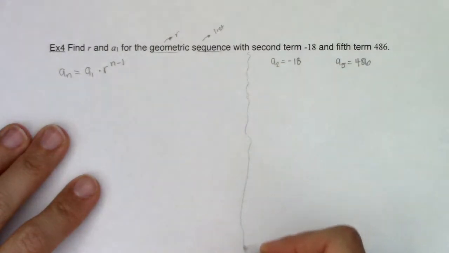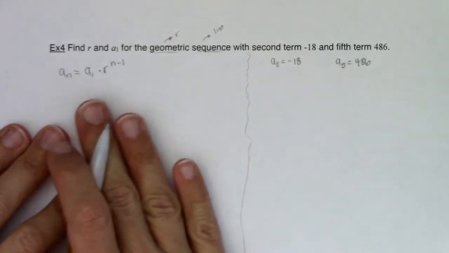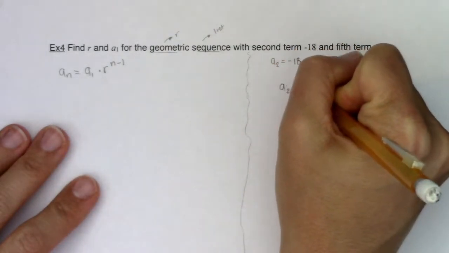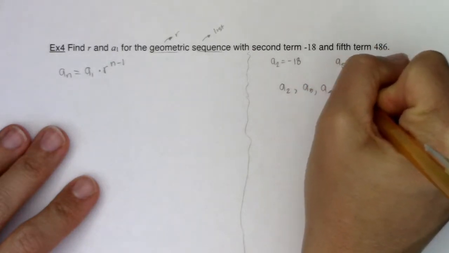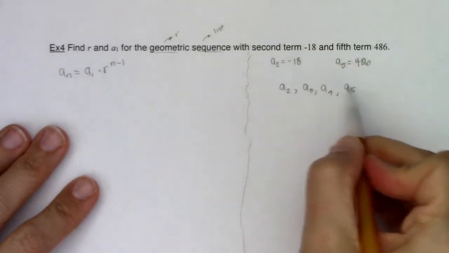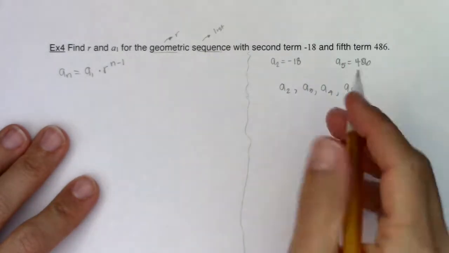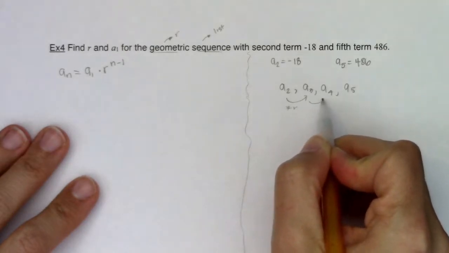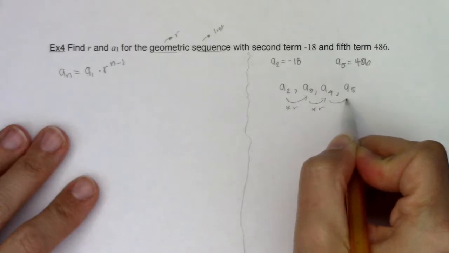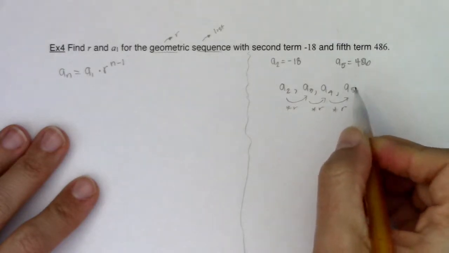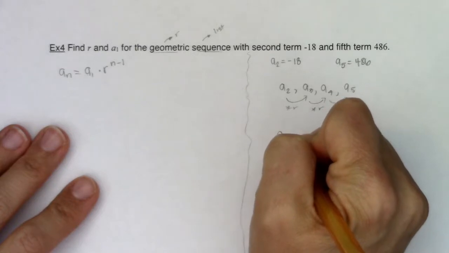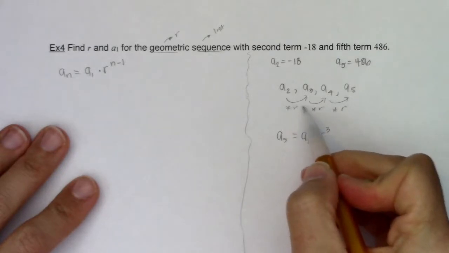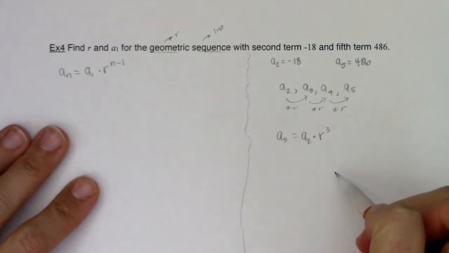I'm gonna put a little separator because I'm gonna start over here and then I'll move over here. So I want to think about how I get from a sub 2 to a sub 5. If I had a sequence written out, a list of numbers separated by commas, how do I get from a sub 2 to a sub 5 in a geometric sequence? Well, to get from one term to the next, you're always multiplying by r. So I would multiply by r here, and then I would multiply by r here. So if I want to get to a sub 5, and I started at a sub 2, if I multiply a sub 2 by r by r by r, which is really r cubed, I get there.